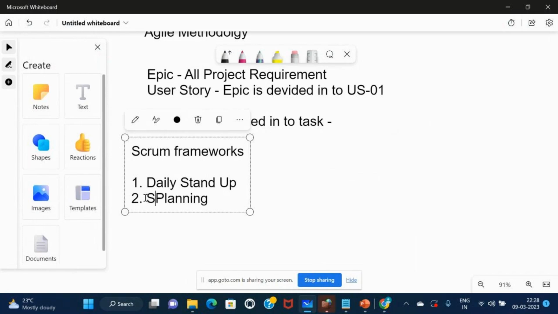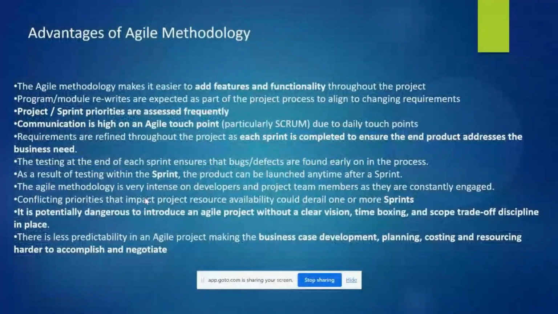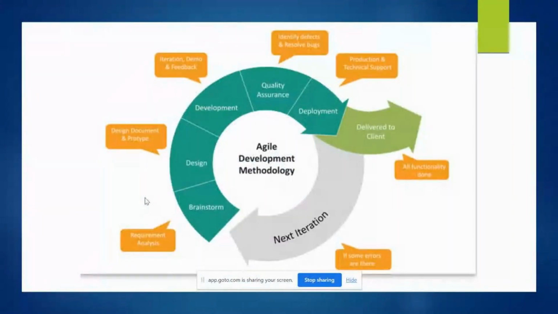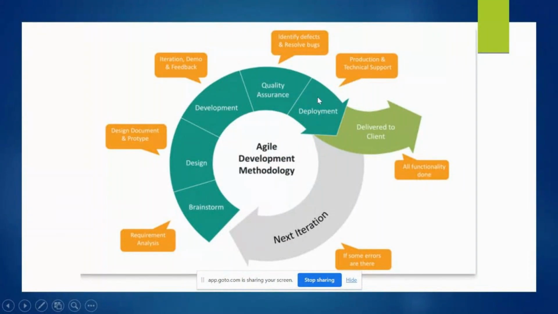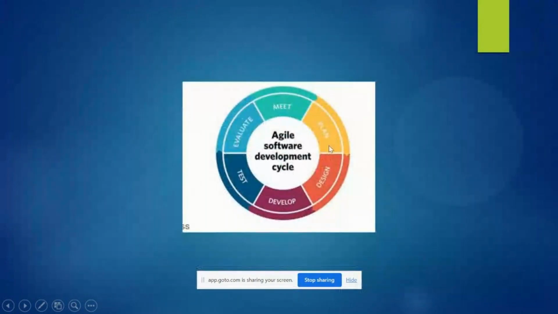Like what is sprint here? Sprint is one iteration of agile. So your agile has iteration, right? Agile has an iteration. What is iteration? From a requirement to deliver it to client. This is one iteration. So that iteration is one sprint.